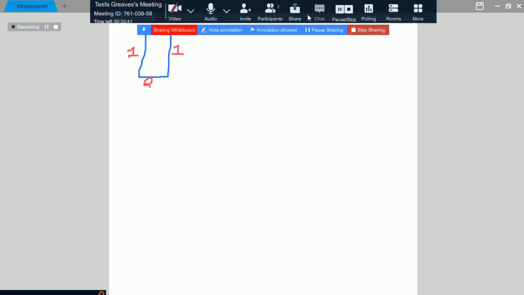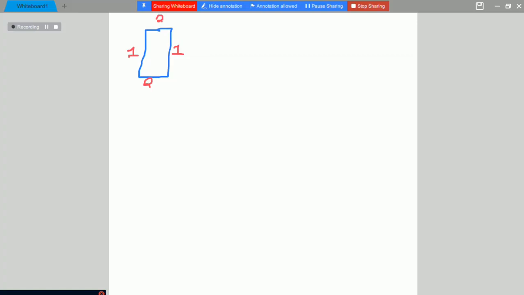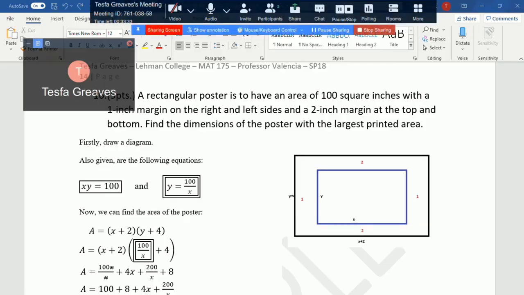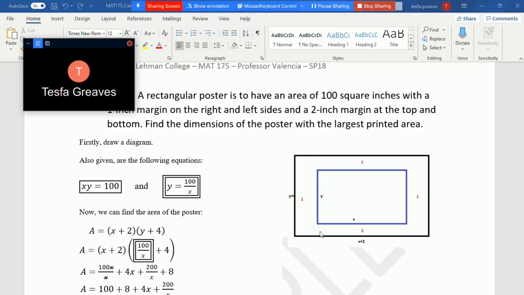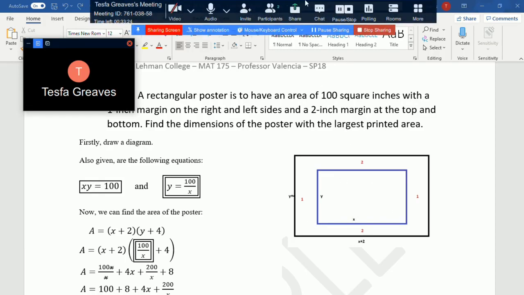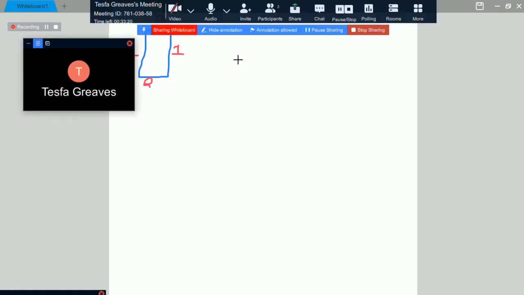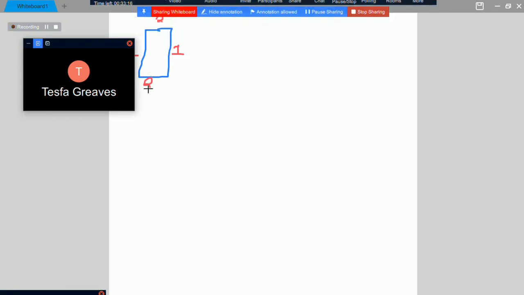And that's where I messed up previously. I mislabeled what I was doing. So let me go back and check my information and make sure. So yes, we have 1-inch margins on the left sides, 2-inch margins on the top. So let's go back to the whiteboard really fast. All right, 1-inch margins on the sides and 2-inch margins on the top.